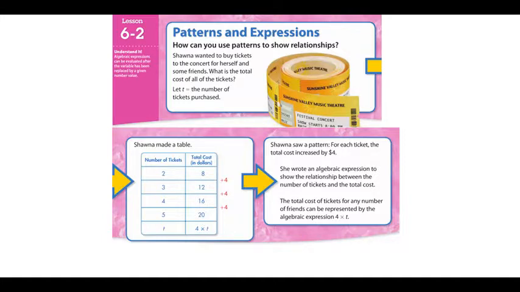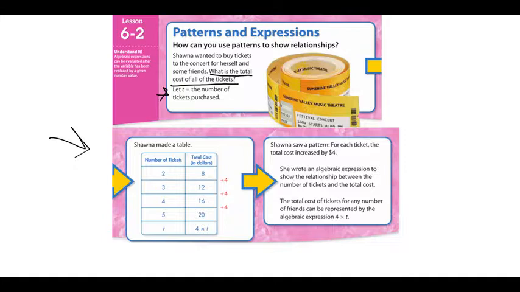Okay, I'm going to go ahead and read this example. How can you use patterns to show relationships? Shauna wanted to buy tickets to the concert for herself and some friends. What is the total cost of all the tickets? Let's make sure we underline that so we know we're looking for the total cost of all the tickets. It tells us here that T is going to represent the number of tickets purchased. So let's look at the table next.